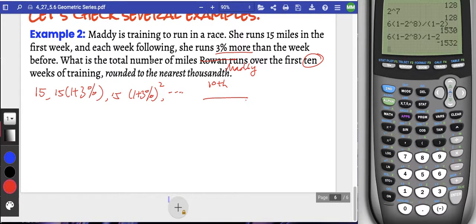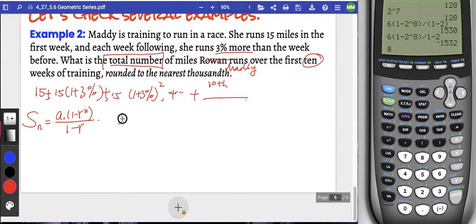And remember, this is talking about the total number of miles. That means we need to add all the miles Maddie is running together, not just the 10th week. It's the total number of all the 10 weeks together. So we need to add them together. So apparently, this is a question of the geometric series. So now let's write down this formula again to remind us. Let's write down what are the things we know.